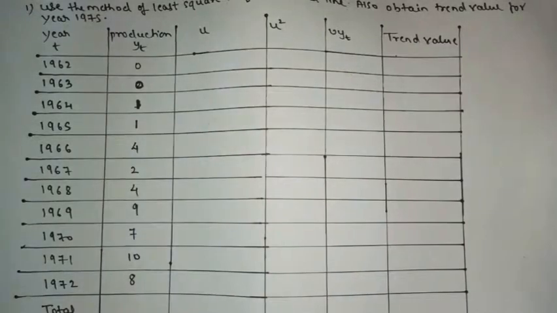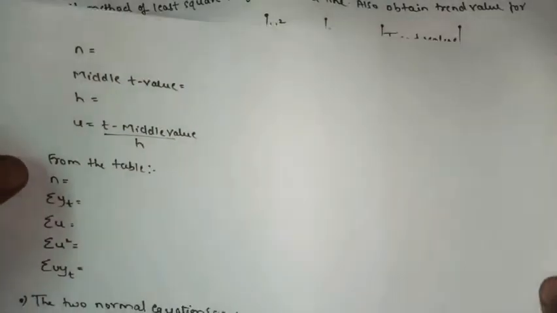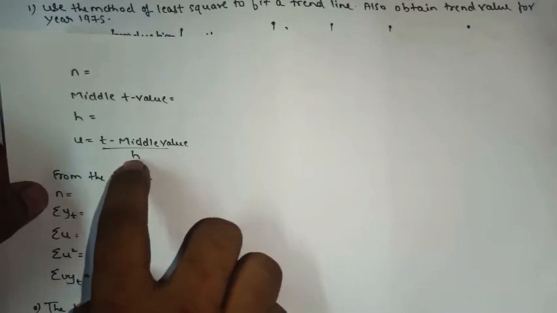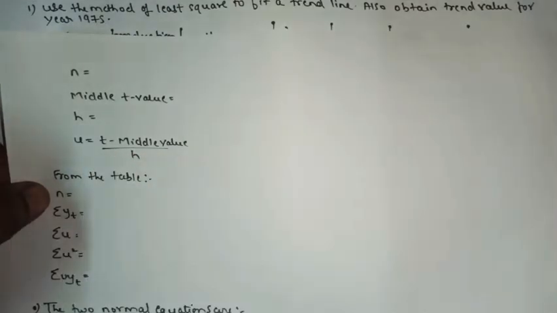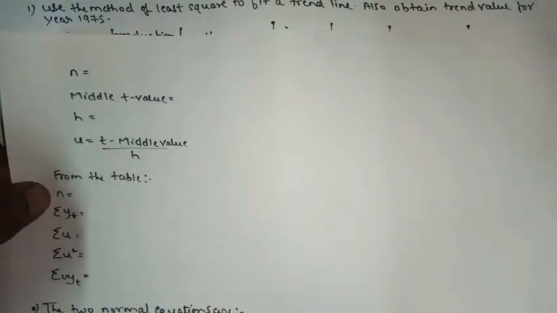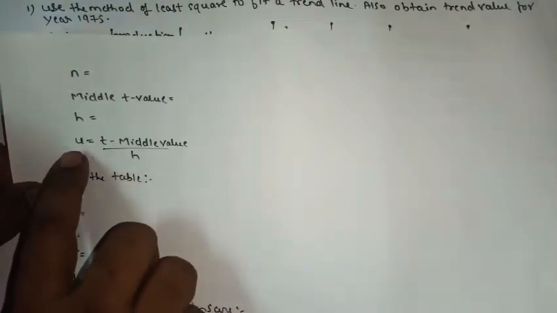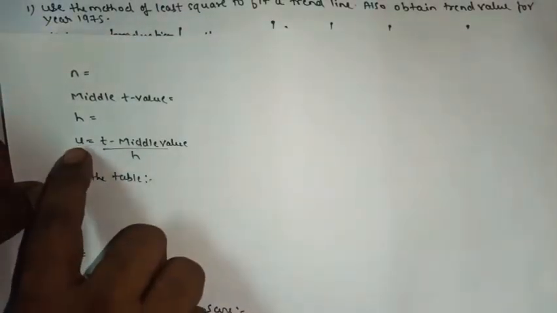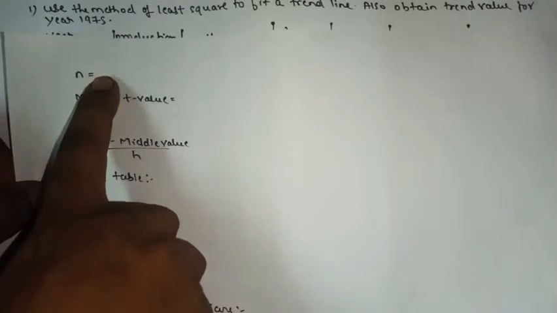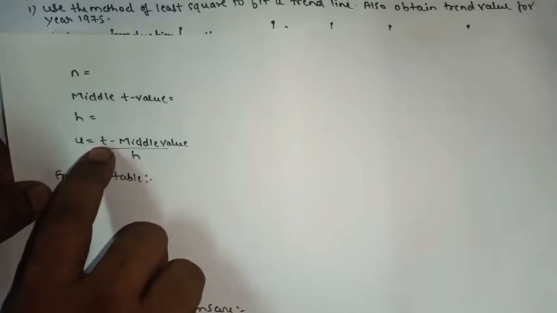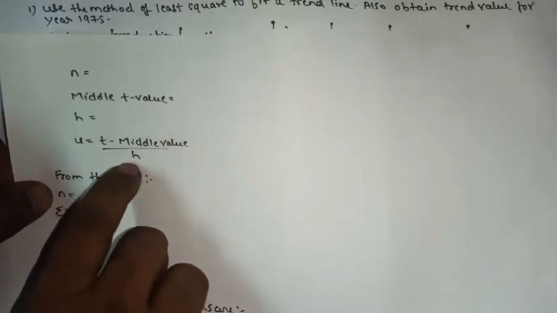and in the third column you have to find u. For u there is one formula, and this formula is for odd. For even it is different, so that we will see afterwards. So for odd, when the number of observations n is odd, the formula for u is equal to t minus middle value, upon h.